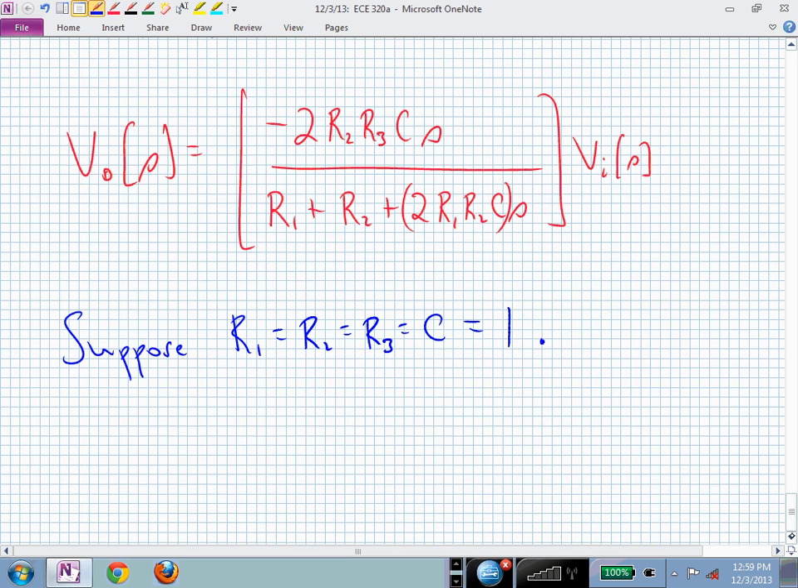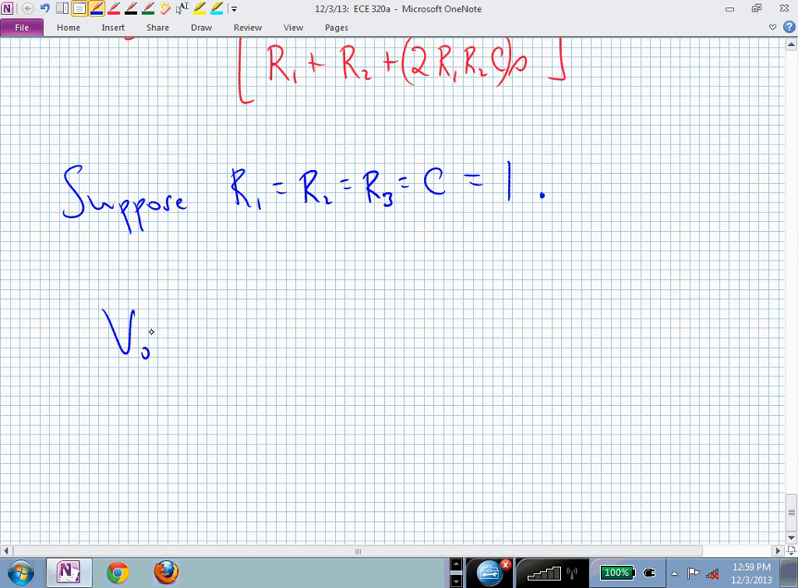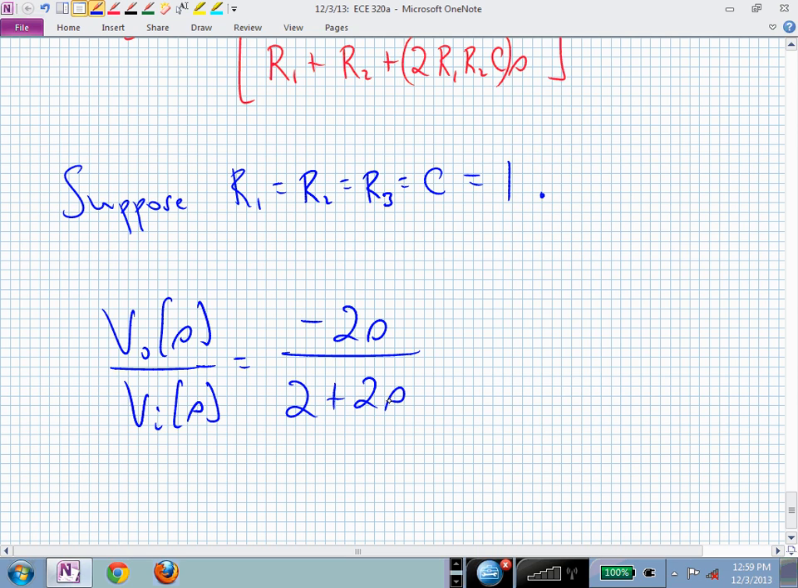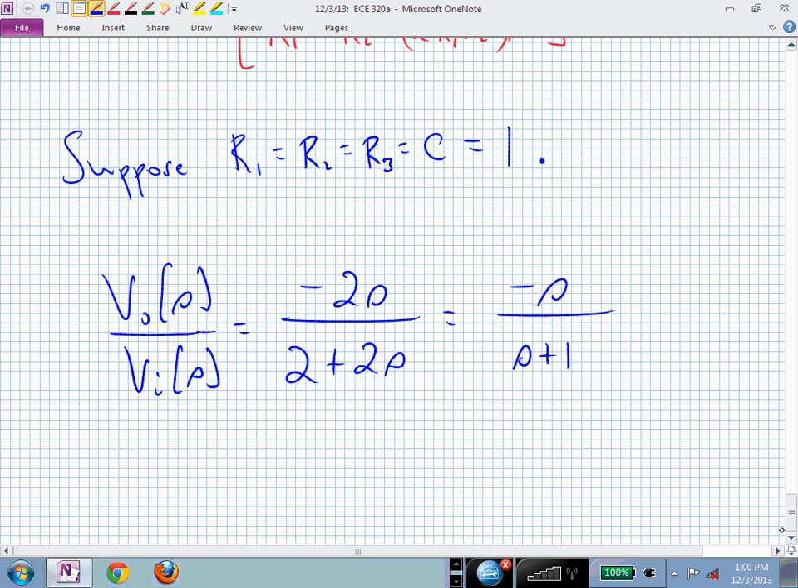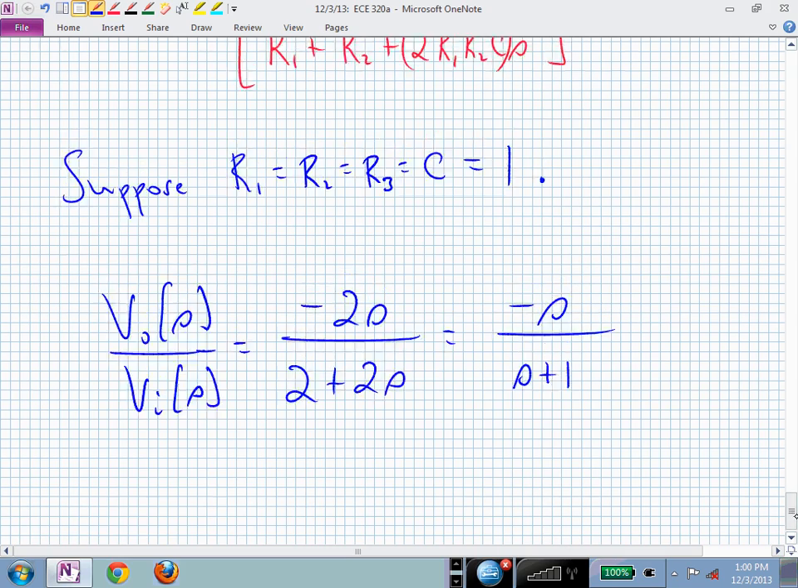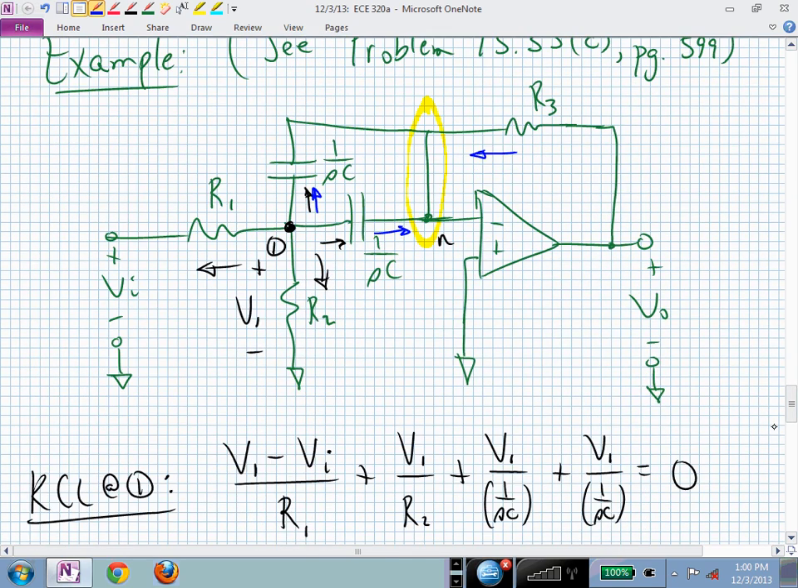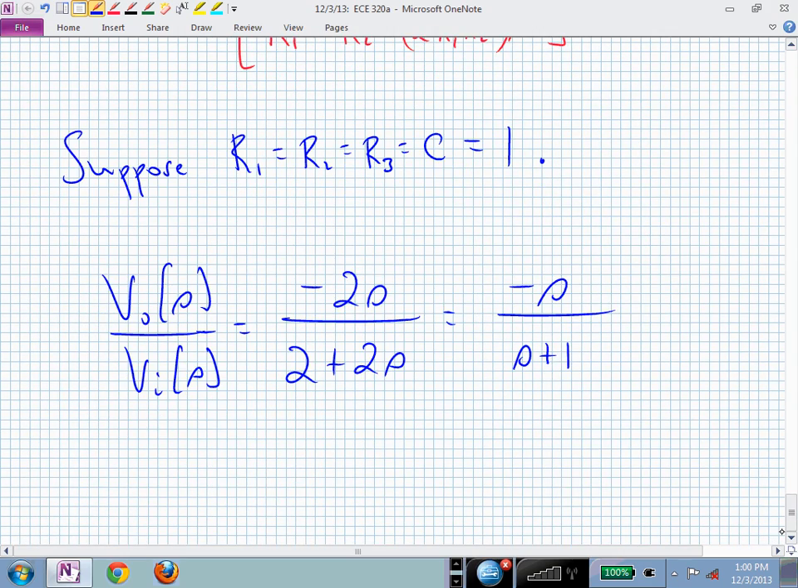So 2's are being seen throughout, and now I have V sub 0 of S over V sub I of S is now equal to minus 2S over 2 plus 2S, or that's now minus S over S plus 1. And now you should actually start to see the Bode plot, magnitude Bode plot for that op-amp based filter. That filter, the way it's interconnected, produces a transfer function having this structure.